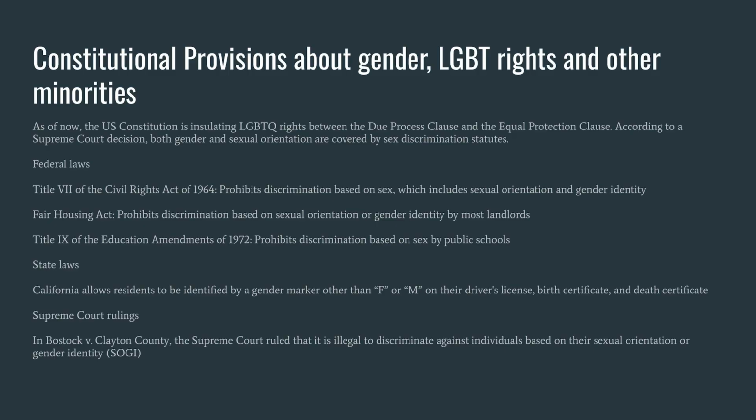Some of the state laws are: California allows residents to be identified by a gender marker other than F or M on their driver's license, birth certificate, and death certificate. Supreme Court rulings. In Bostock versus Clayton County, the Supreme Court ruled that it is illegal to discriminate against individuals based on their sexual orientation or gender identity.